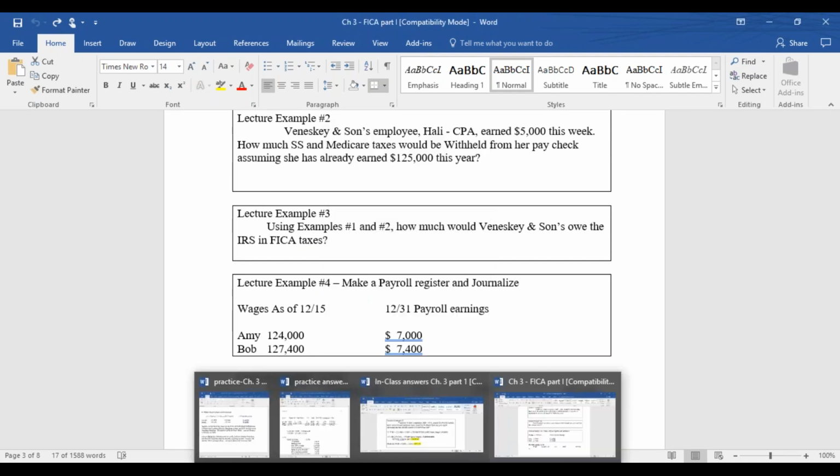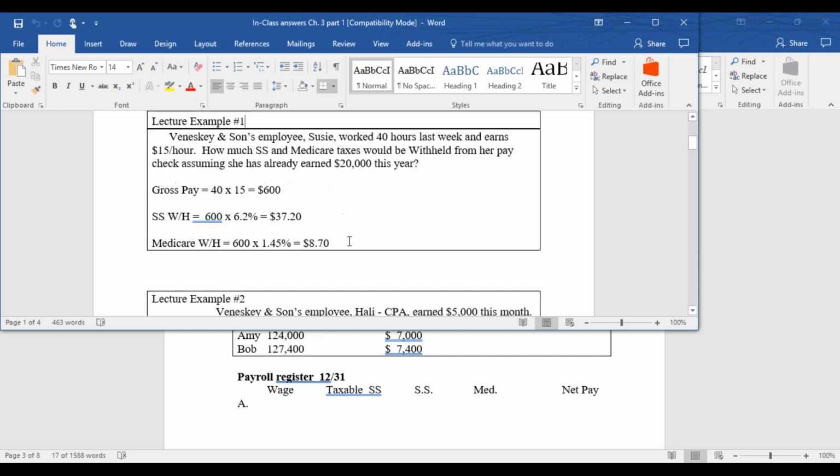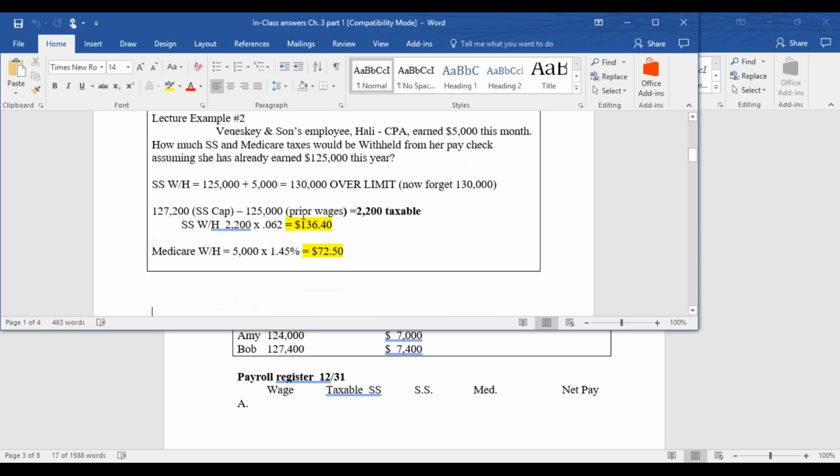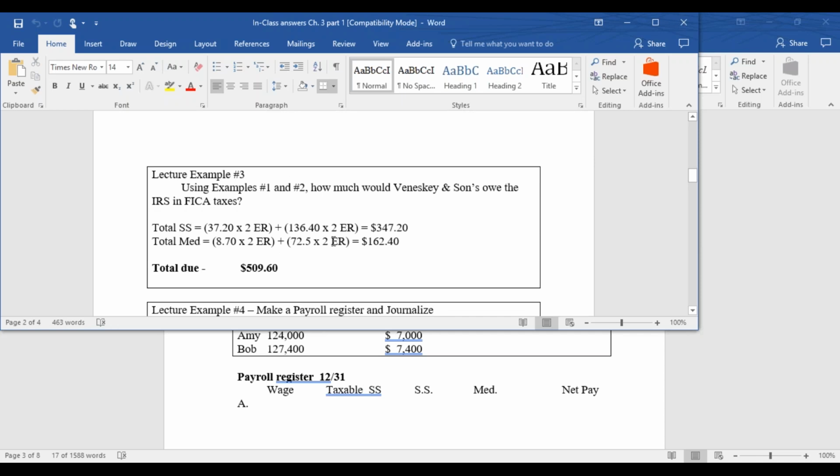So with number 3, if you took $136.40 and $72.50 and doubled it, and you also took $37.20 and $8.70 from number 1 and doubled it, that's going to be your answer for number 3. You should have gotten a total answer of $509.60 going to the IRS for FICA taxes.